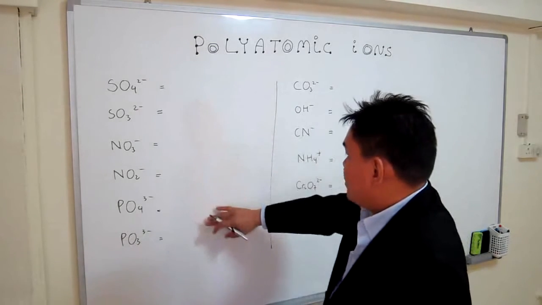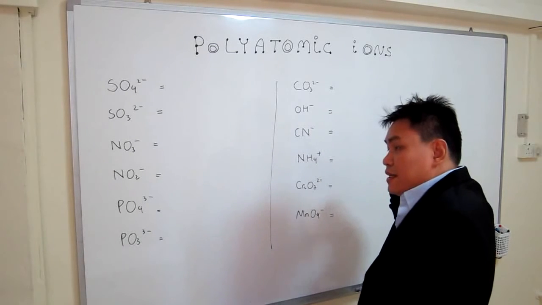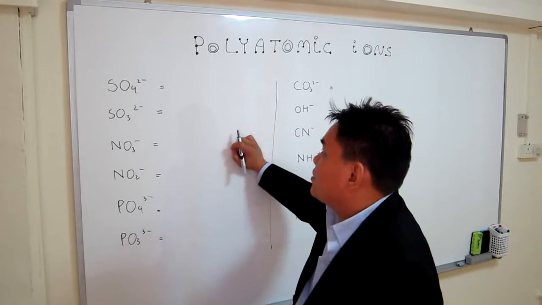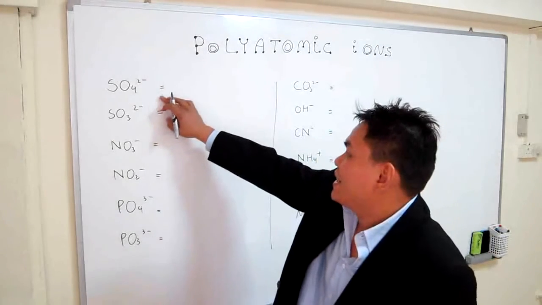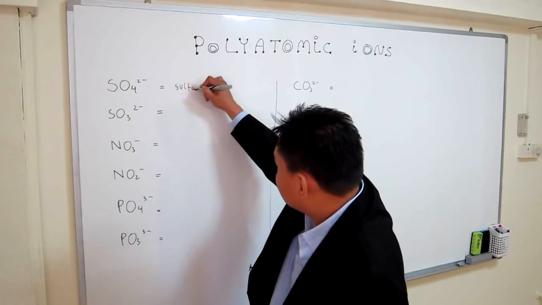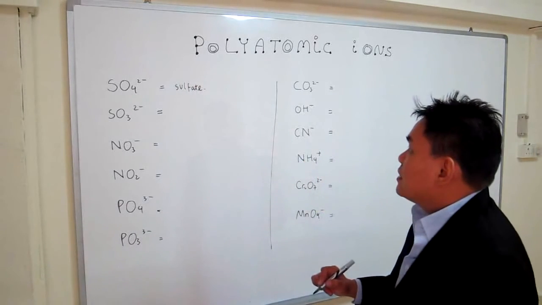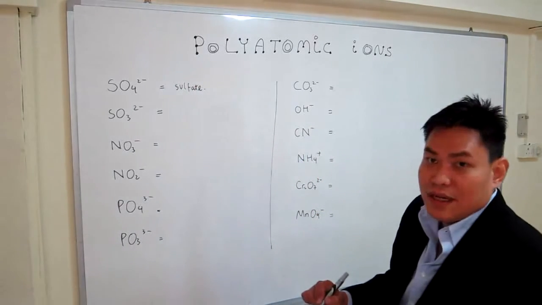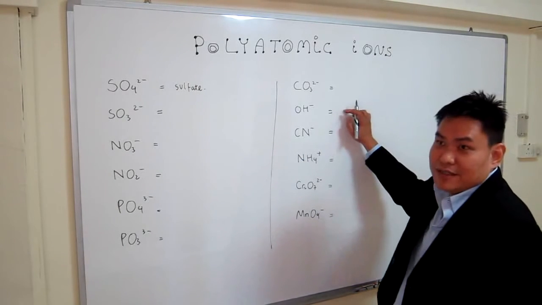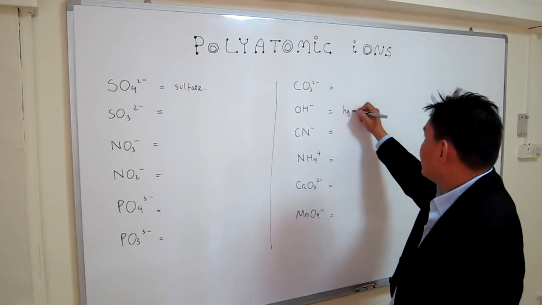We have a lot of ions, and see whether you can give names to them. The one that you're most likely to know is SO4 2-. I think you know. The name will be sulfate. Another ion that you're most likely to know is OH-. Remember what is OH-? Yeah, it is hydroxide.